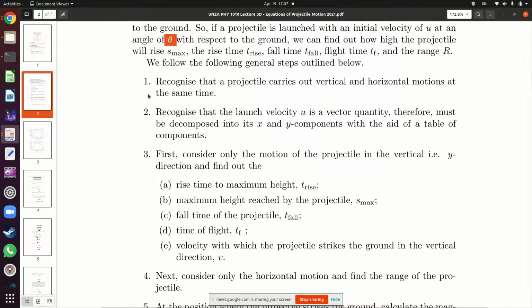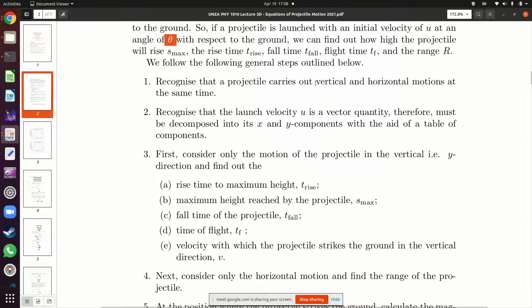Any projectile moves in two different directions. It moves horizontally, so it covers distance horizontally, but it also moves in the vertical direction, and this horizontal movement and vertical movement happen at the same time. So that's the thing which you need to recognize, that the vertical and the horizontal movements of a projectile do happen at the same time. It's very, very important that you recognize this.